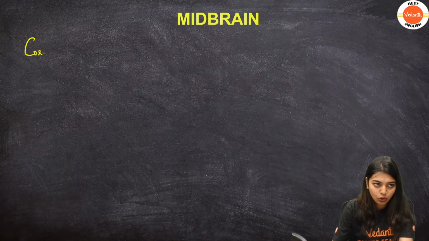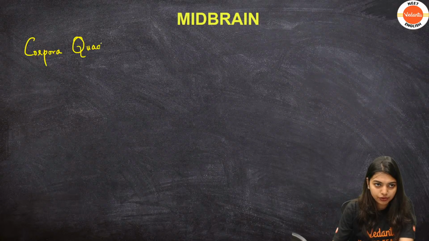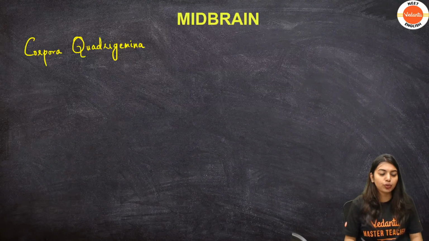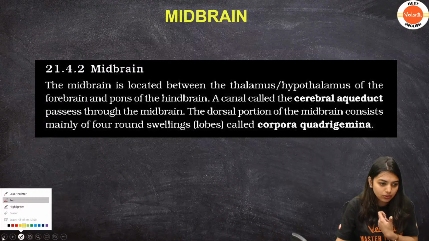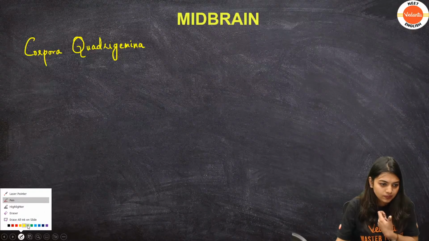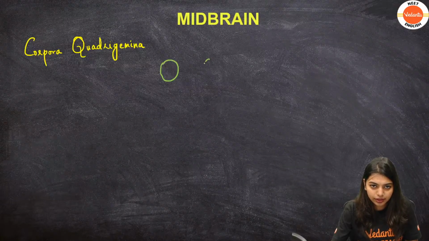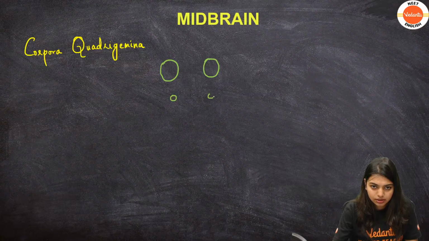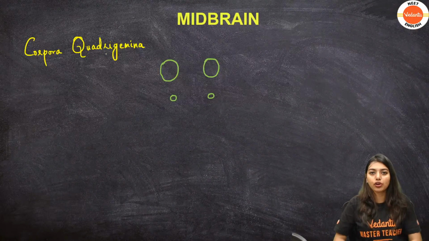What are they? Corpora quadrigemina. Like I told you, it has something to do with 4, right? So now look here. Draw 2 circles like 2 eyes, and then draw 2 small circles. Now understand, these are your corpora quadrigemina, 4 of them.